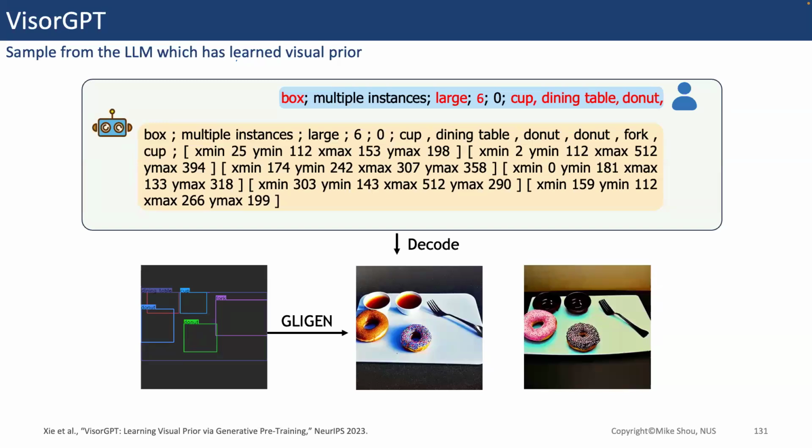Once the model has been trained on such a visual world data set, it can be used for inference. For example, we can specify a prompt like box multiple instances, and also cups on the dining tables, and let the model compute the rest of the sentence. So this is how the layout looks. Based on this layout, we can use the pre-trained layout-to-image model to generate the final images.